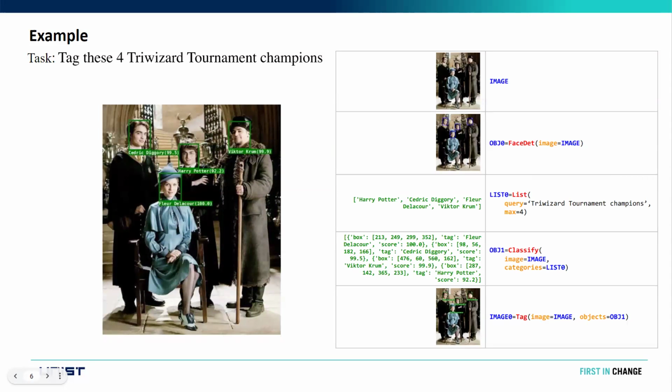So this is how the system performed. The input is also an image, and it detected the faces using the function named face detect. And then it queried using a keyword like Charizard tournament champion, with a maximum of only 4 people, and then it classified the images and then tagged them. So this is the visual rationale of the system.